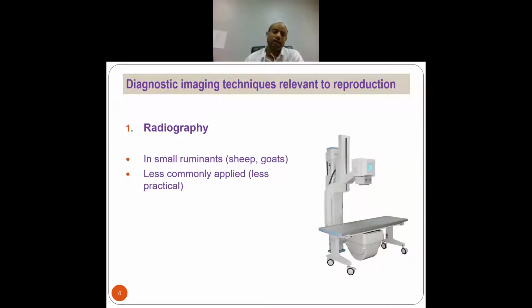All right. Because of that, it is a less commonly applied and less practical technique, for different reasons that we'll discuss later on. In fact, one of the main reasons why this imaging technique is not that advantageous compared to ultrasonography is the risk of radiation to the person conducting the procedure, as well as to the animal, and also to the growing fetus, especially when we are talking about the use of radiography for a pregnant animal examination.